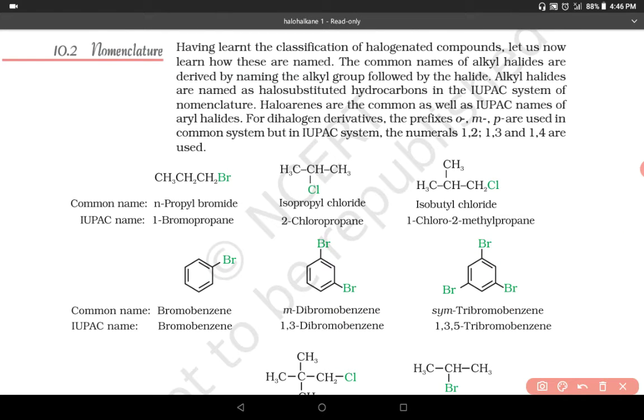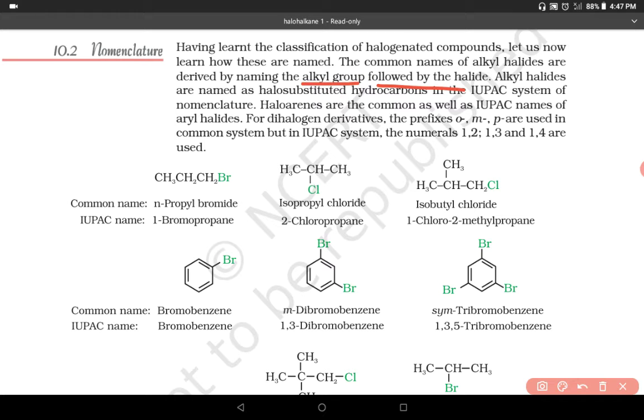Nomenclature. We have learned about nomenclature in the previous year, in first PU also. But now learn the nomenclature of these. Having learned the classification of halogenated compounds, let us now learn how these are named. How can we name these haloalkanes and haloarenes? The common names of alkyl halides are derived by naming the alkyl group followed by halide.